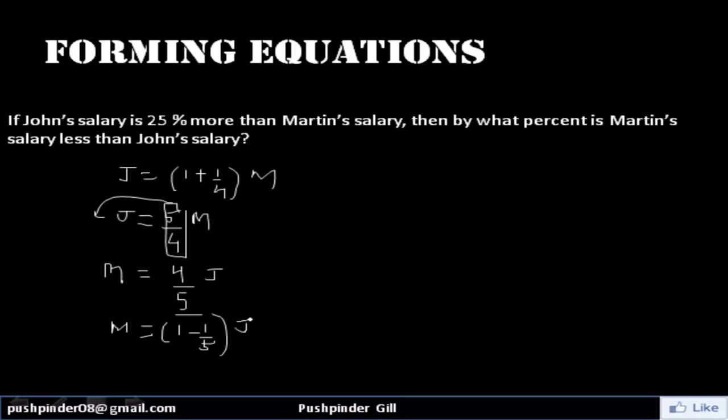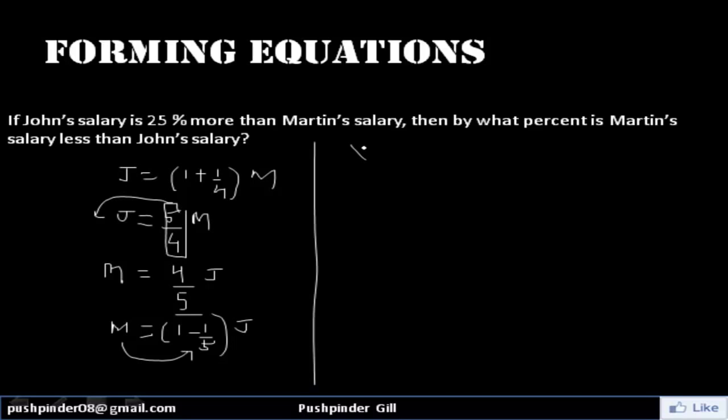So I can say that Martin's salary is 20%. 1 by 5 is equivalent to 20%. It's 20% less than John's salary, right? So this is how I can solve these kinds of questions. So let me do one thing from here. Let me generalize all the steps over here.